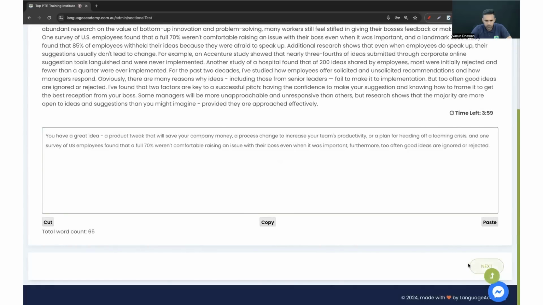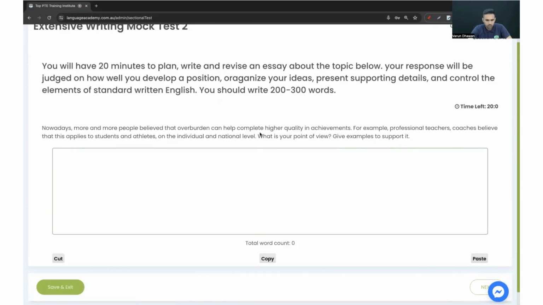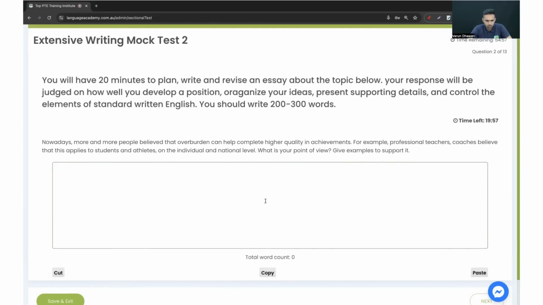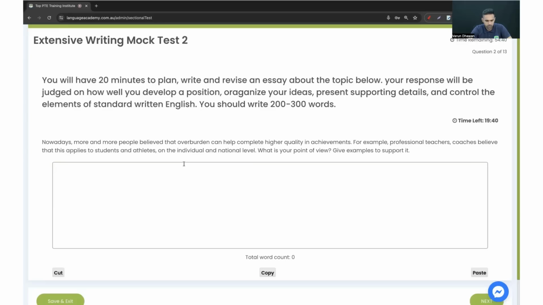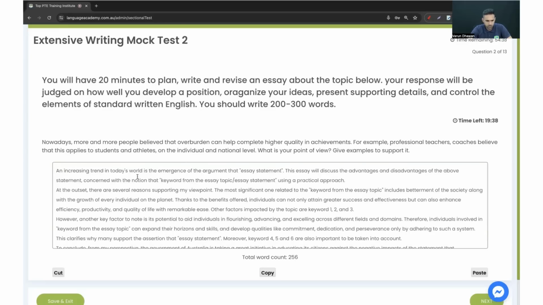Let's move on to the next question. Now we've got an essay here. I'll copy and paste the essay template just to save time and just to show you how you have to write an essay. This is the version 1.3, the latest template which we have released. All the students are using it and they're getting the scores as well.